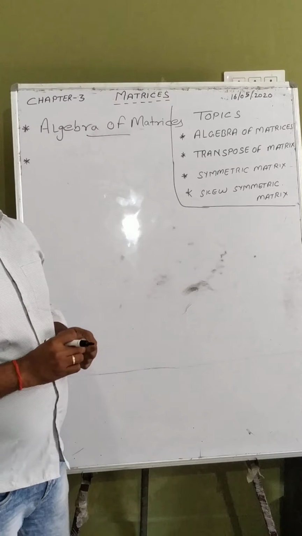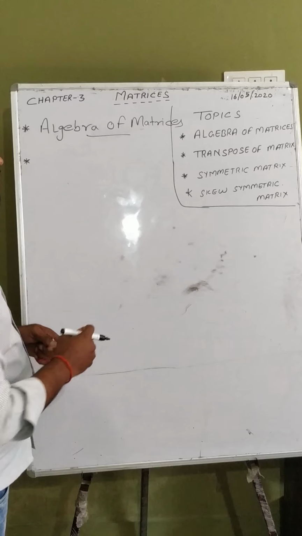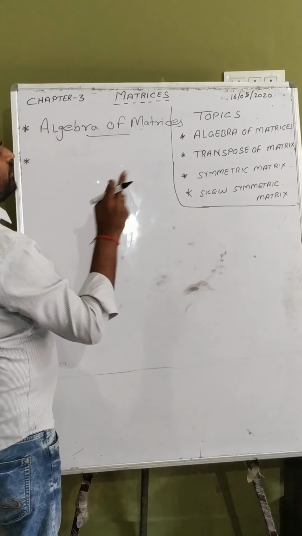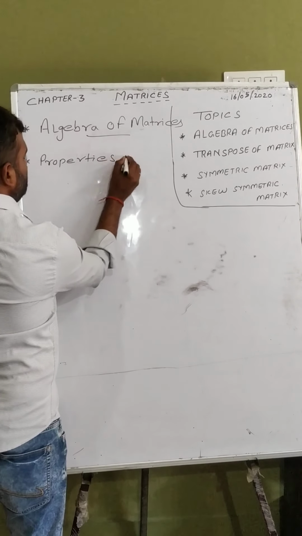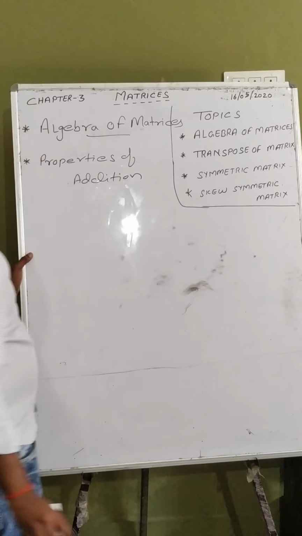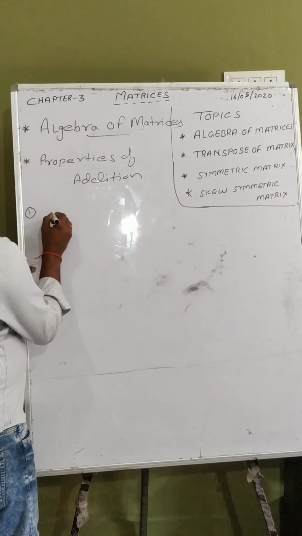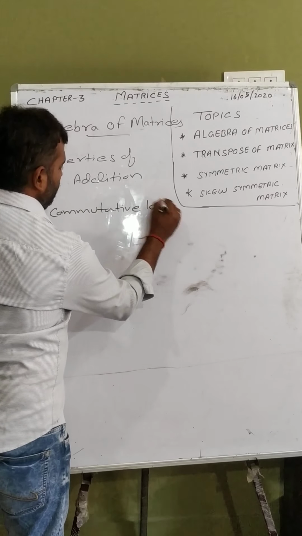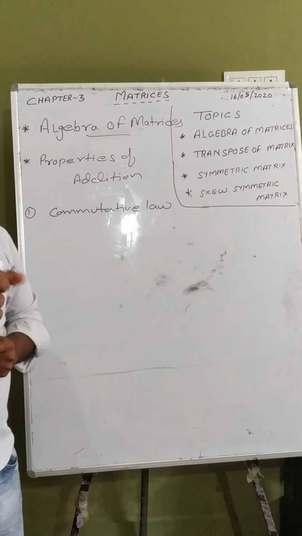Addition of the matrices has some properties. If A and B are two matrices, these are the properties of addition. The first one is the commutative law.